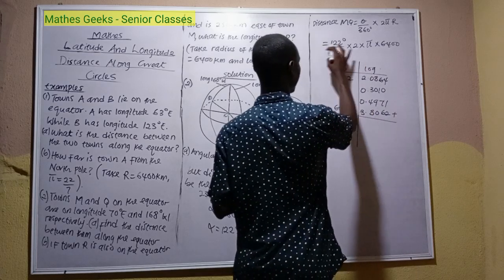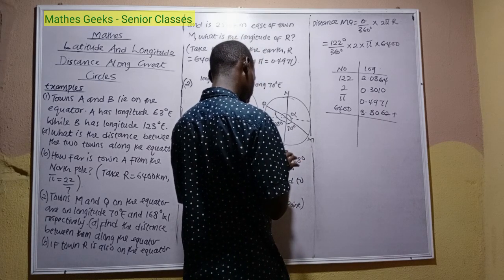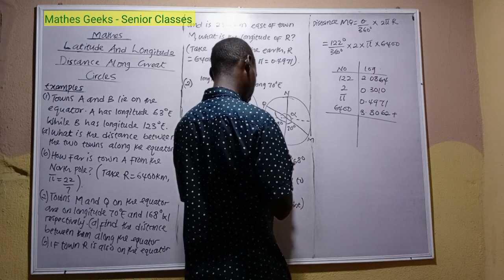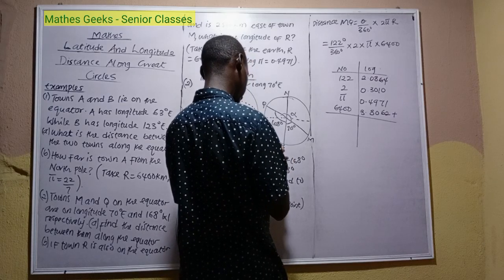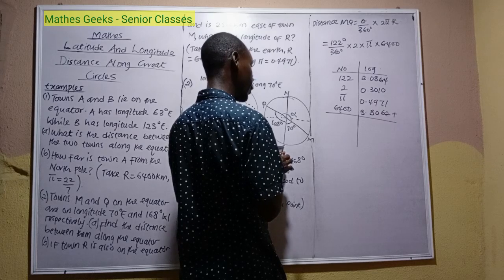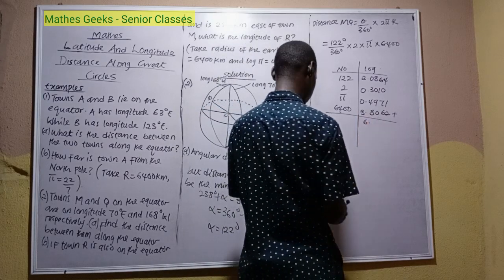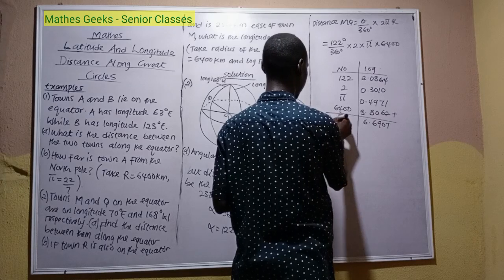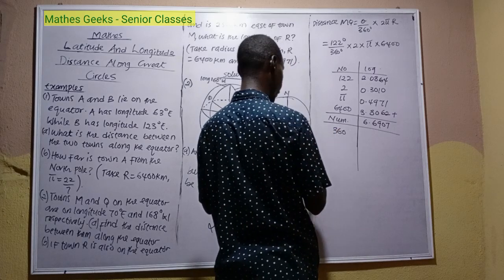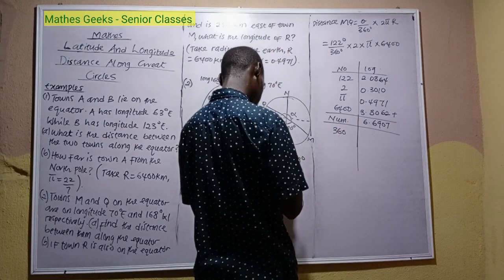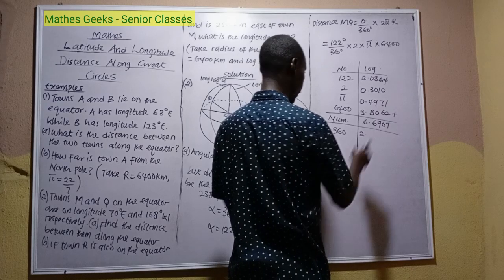So everything here is the numerator, so we're going to add 2.0864 plus 0.3010 plus 0.4971 plus 3.8062. That will give us 6.6907. So this is the numerator. And the denominator, 360. Log 360 is 2.5563.